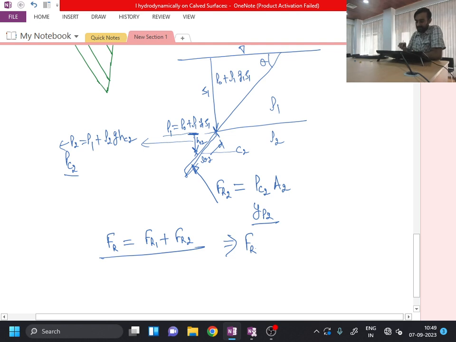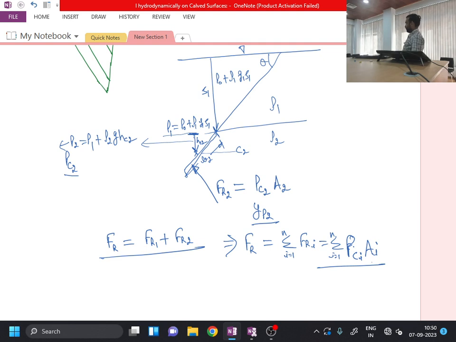Okay, so similarly, if I have n number of bodies, n number of liquid layers, then I can simply write that Fr will be nothing but the sum, with i varying from 1 to n, of Fri. Okay, and how can Fri be calculated? By calculating the pressure at the centroid of the ith body multiplied by the area of the ith body. Okay, so this is how I can generalize this equation if I have n layers of liquid for a system.